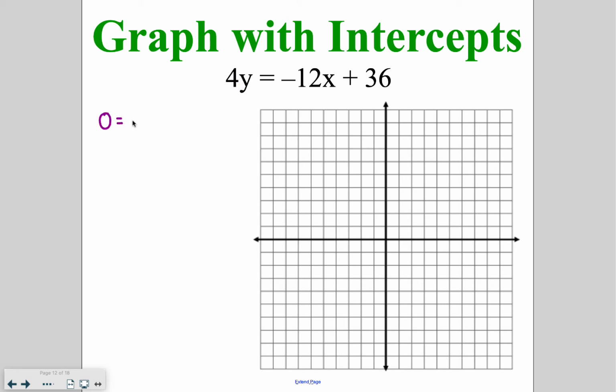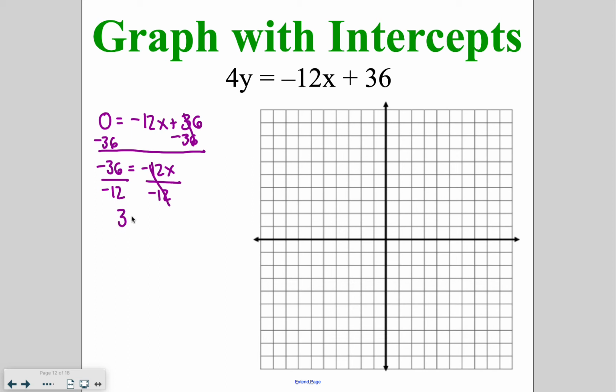We want nothing there is equal to -12x plus 36. Then it becomes an equation we need to solve. So I'm going to subtract 36 on both sides of my problem, giving me -36 is equal to -12x. And then I'm going to finish by dividing by -12 on both sides to get my x by itself. And I get 3 is equal to x. So what that means is my x-intercept is at 3, 0.